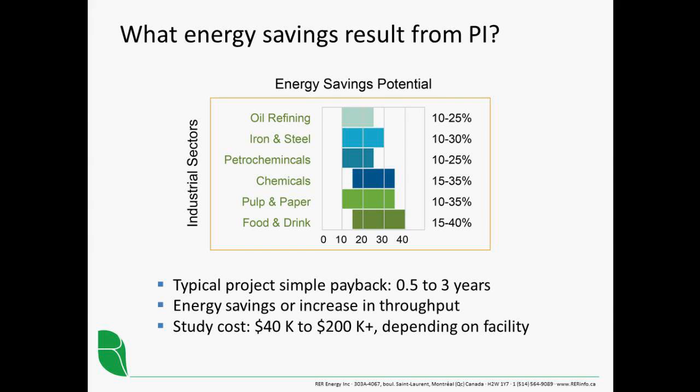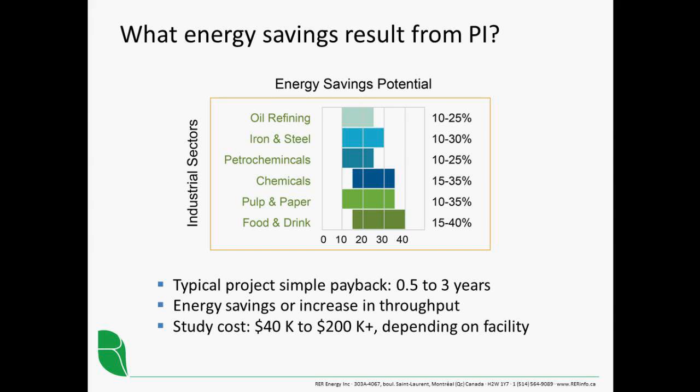Particularly in the food and drink industry and the pulp and paper industry, very strong potential for energy savings has been observed. And these are energy savings associated with projects that have reasonably quick payback periods, so typically half a year to 3 years. So financially viable projects that can achieve 10 to 25 to 30% energy savings.